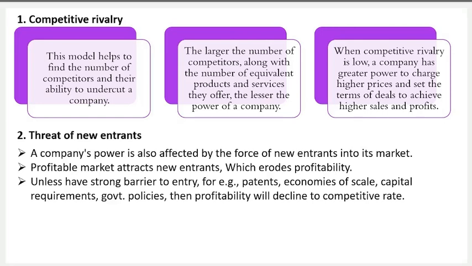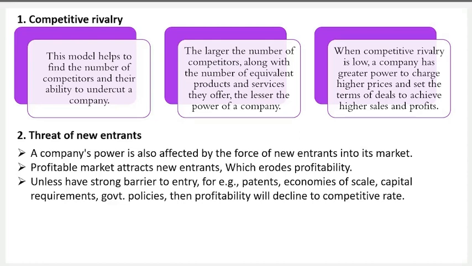This model helps to find the number of competitors and their ability to undercut a company. Basically, it will help you to identify how many competitors are present in your industry. And you can also know whether your competitor will harm your company or not. You can identify their ability, like how they are able to reduce your organization, how they are able to gain your customers.